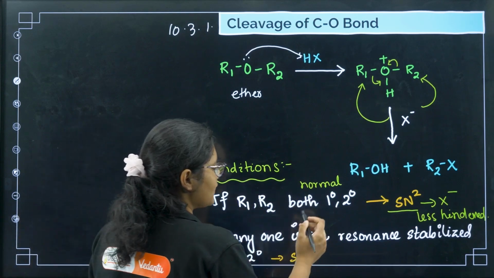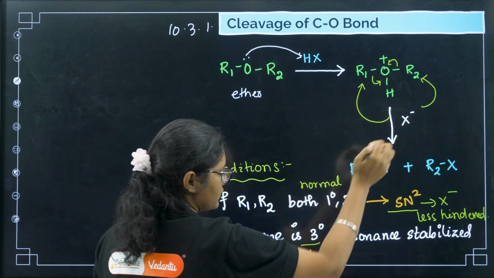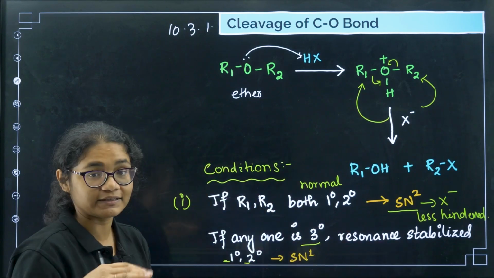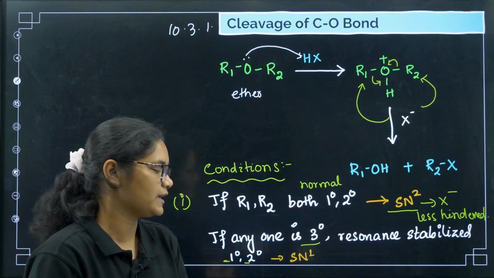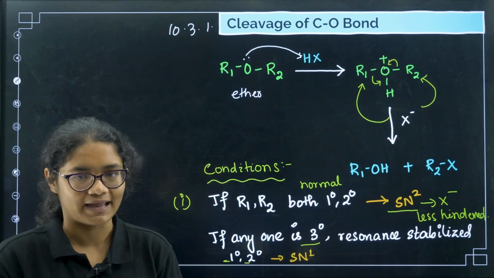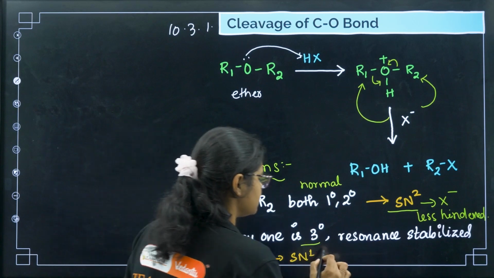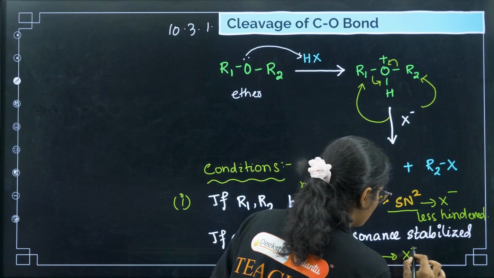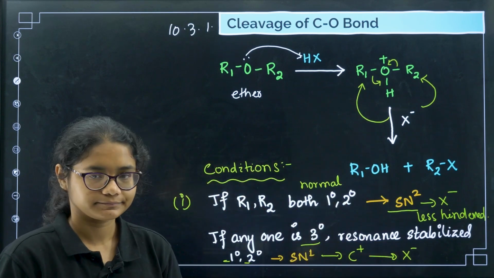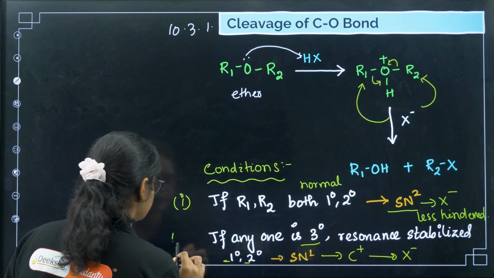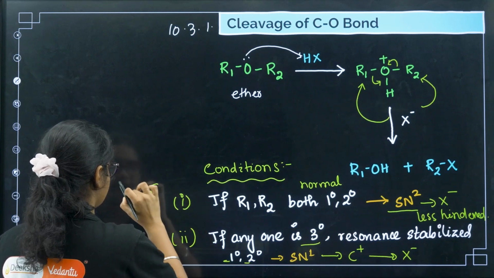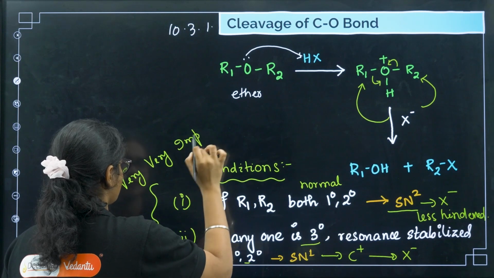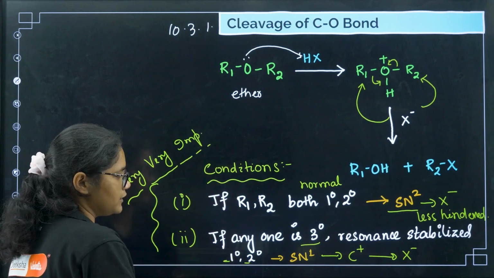Next, if any one of R1 and R2 is tertiary, or resonance stabilized primary or secondary, then the reaction follows SN1 mechanism. SN1 mechanism means what? There is a formation of carbocation, and X minus will attack on this carbocation. Clear? Once again let me repeat, this is very important students, please mark it as very important. Whatever questions you expect from ethers will be from this particular topic.